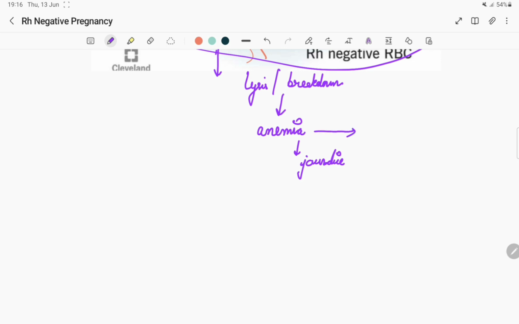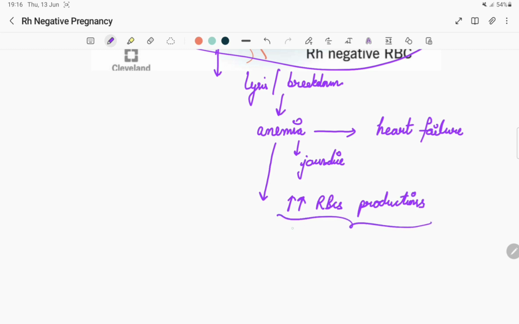Again, as a consequence of anemia, hyperdynamic circulation, again the heart is not getting enough blood, so then there might be heart failure, right? Now remember, one more thing, that in order to compensate for the anemia, the fetus, bone marrow and other areas, they're going to produce what? More and more RBCs. And when they try to produce and compensate these RBCs, what is this condition known as? This is known as erythroblastosis fetalis, okay?